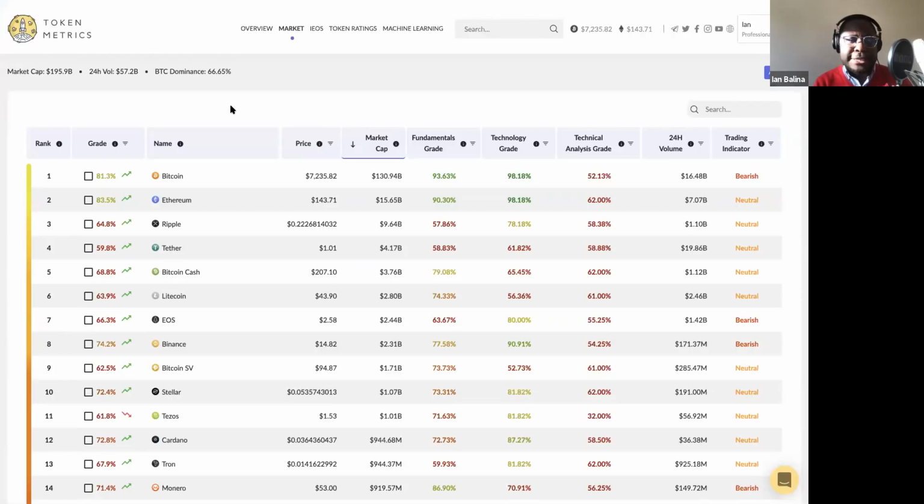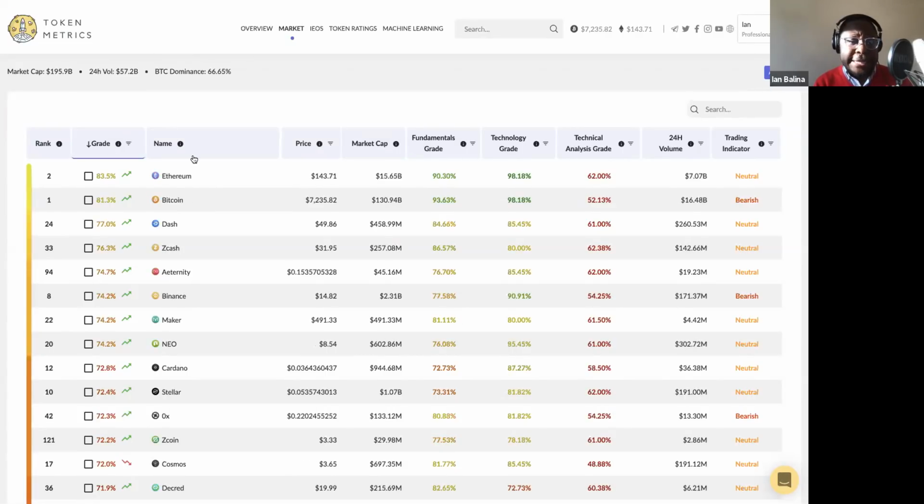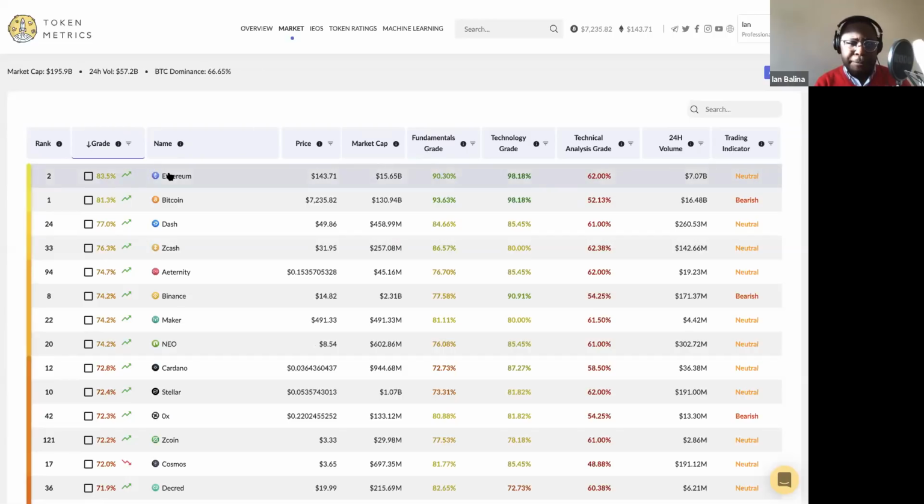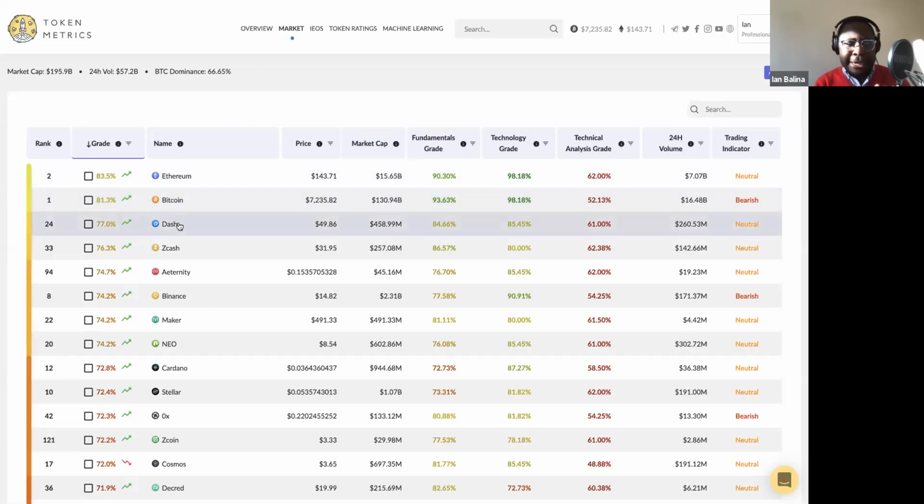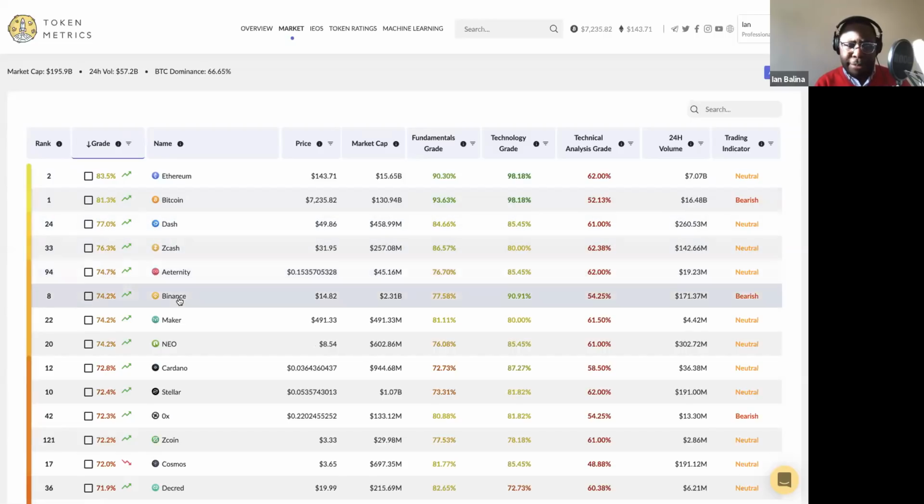Let's say we're looking to build a portfolio. What cryptocurrencies should we have? We can just come here and sort based on grade. Our team has gone through and manually reviewed every cryptocurrency in here. Right now we can tell you, from a long-term perspective, which is 1 year and out, meaning this is not really for a day trader, that the best cryptocurrencies to hold based on the token grade are 1, Ethereum, 2, Bitcoin, followed by Dash, Zcash, Eternity, Binance, and so on.